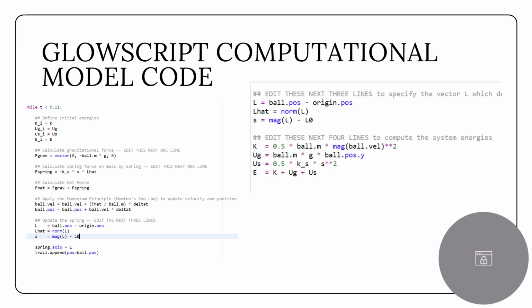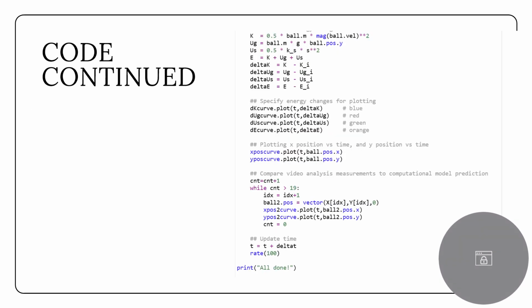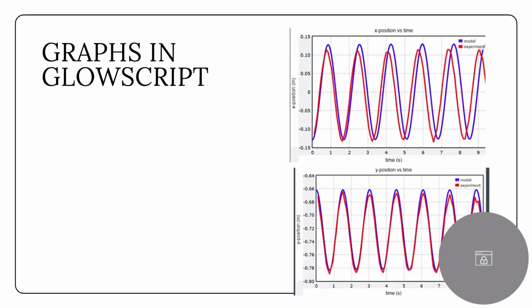Okay, and here are my GlowScript computational models. As you can see, here is all my calculations to actually determine what the graph would look like at the end. And then here are more of my calculations. And here are my graphs in GlowScript. As you can see, the times are not quite even. This is probably due to errors that we will discuss later on in the video.